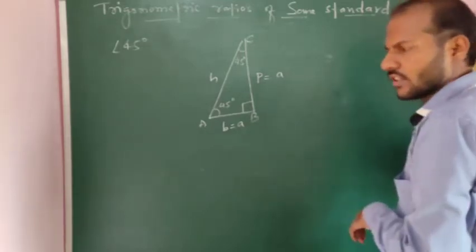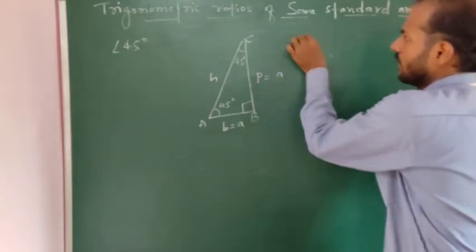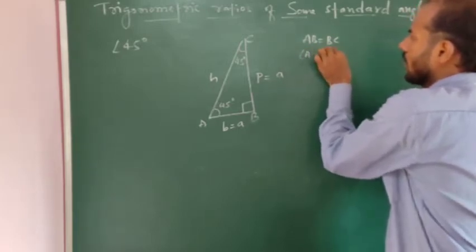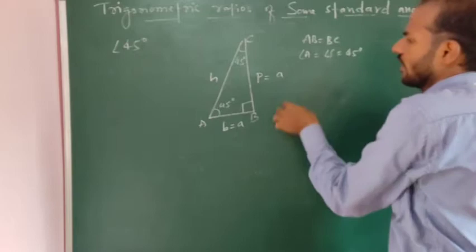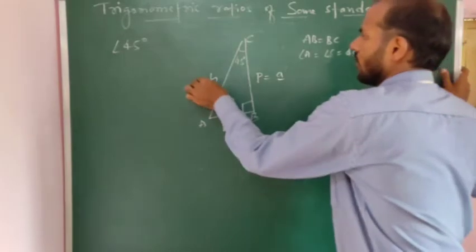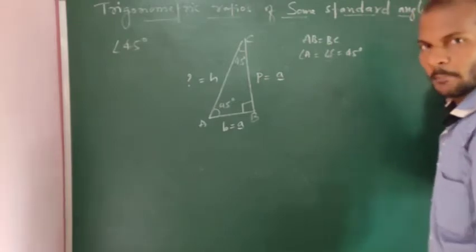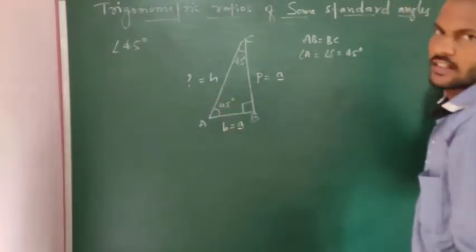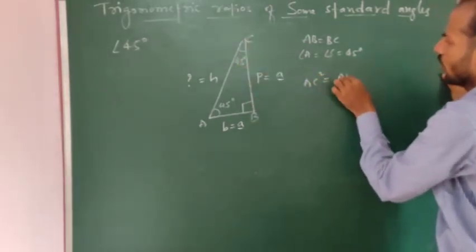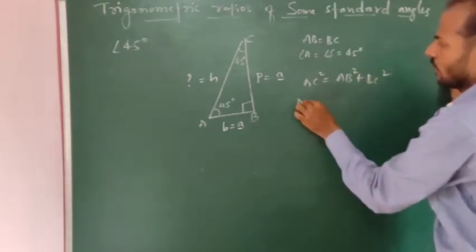By the isosceles right angle triangle, angle A equals angle C, means AB equals BC. Angle A equals angle C, which is 45 degree. Therefore, we are taking B equals a and P is also equal to a. Now we have to find the value of H by using the Pythagoras theorem. We have to find the third side, that is AC square, which equals AB square plus BC square.